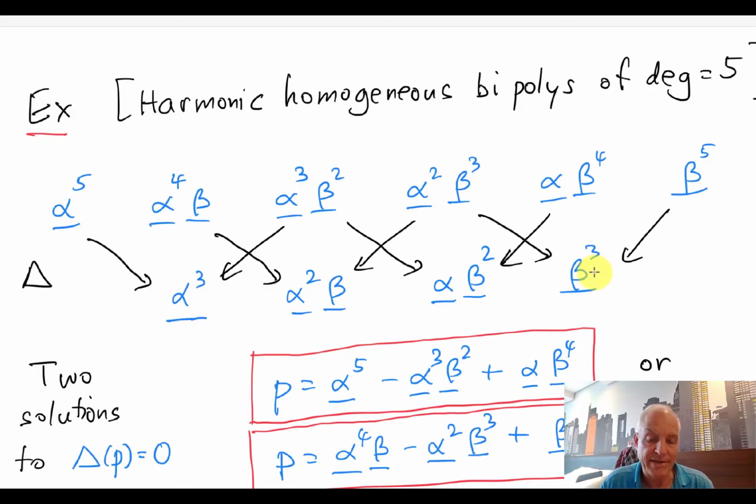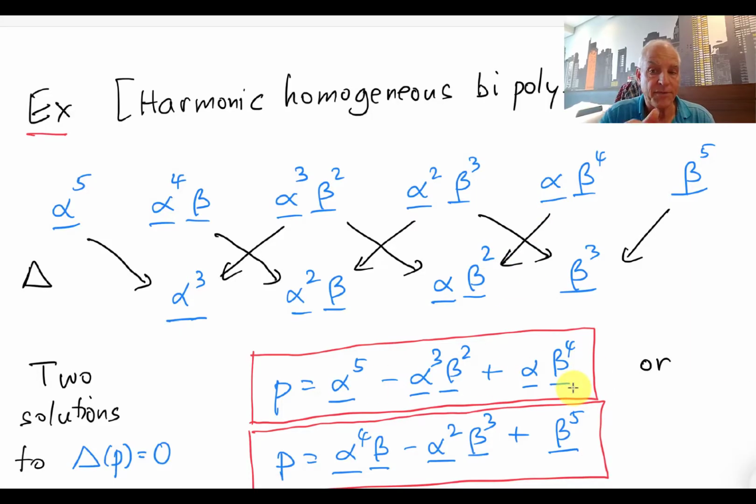In order to have cancellation, if we're going to have an alpha to the 5th, we have to have a minus one of these, and then a corresponding plus one of these so that everything cancels and the result is 0. So that's one solution. And for the odd ones, a combination of this alpha to the 4th beta, this alpha squared beta cubed, and this beta to the 5th, we need plus one of these, a minus one of these, and a plus one of those, and we get our second harmonic homogeneous bi-polynumber of degree 5.